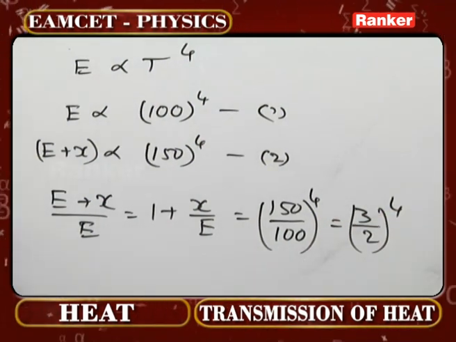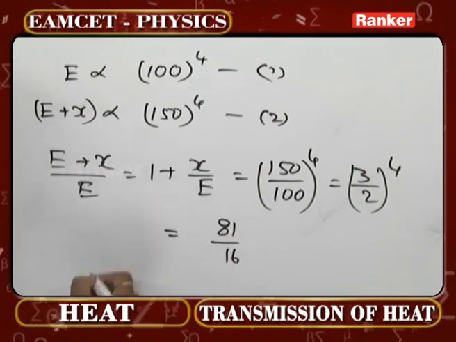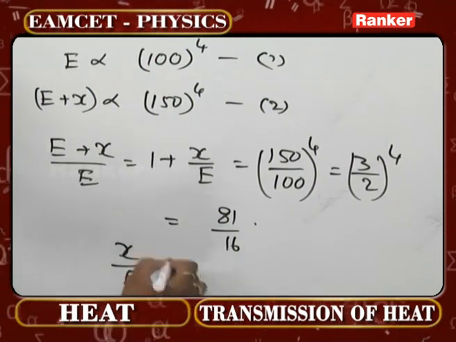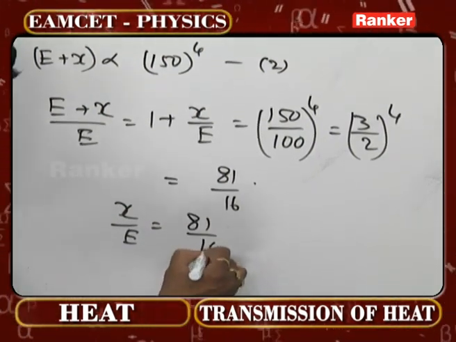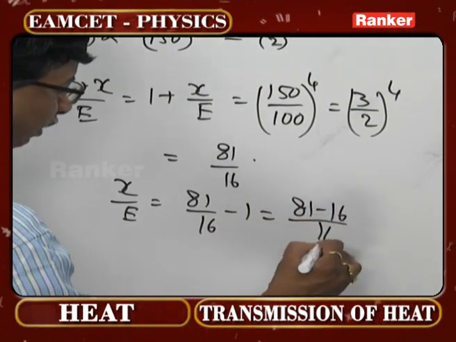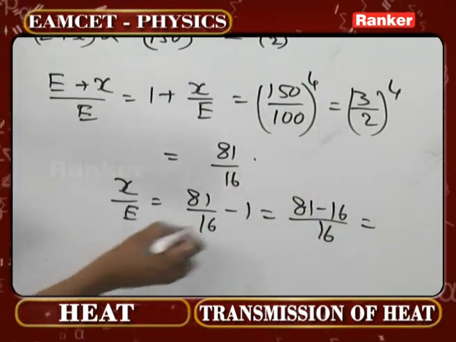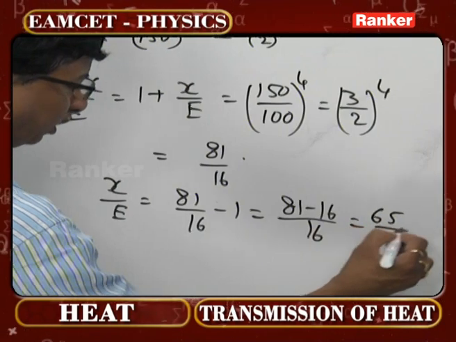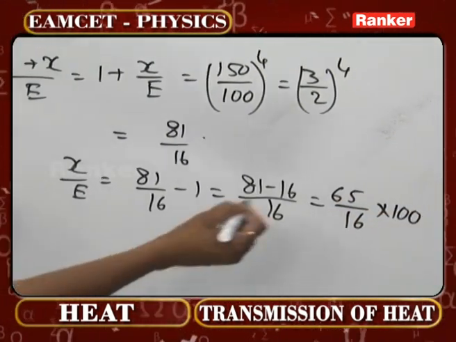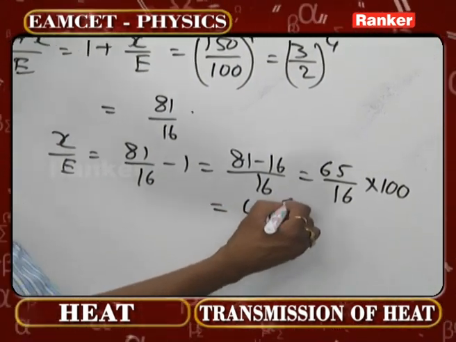3 by 2 to the power 4 means after all how much is that going to be? 81 by 16. I just want the X by E value. What will be X by E now? 81 by 16 minus 1. That is (81 minus 16) by 16. You can definitely understand 81 minus 16 is going to be 65, so 65 by 16. I want the percentage. Then automatically how much does it come to be? Around 406% you will be getting.